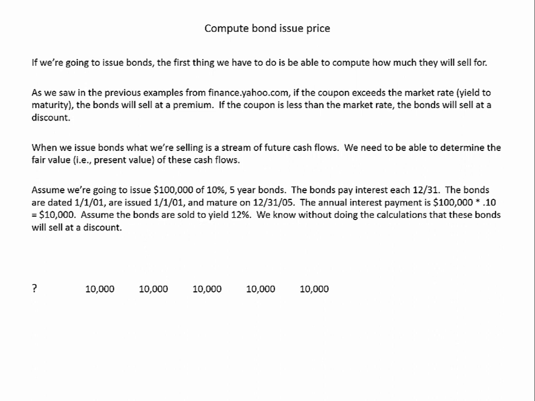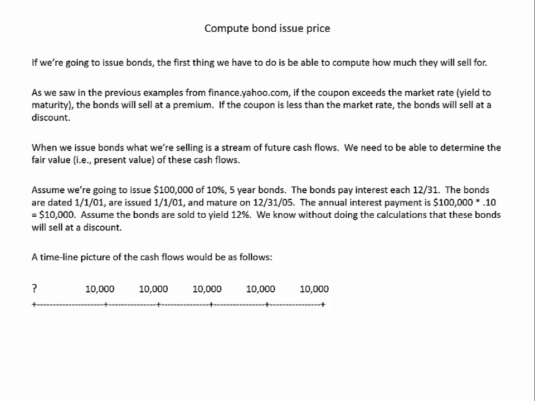The annual cash interest payment is $100,000 times 10%, or $10,000, and we're going to assume the bonds are sold to yield 12%. Now, we know without doing the calculations that these bonds don't pay enough interest. The market wants 12%, we're only paying 10%, so the bonds will sell at a discount. Let's try to draw a timeline picture of the cash flows.